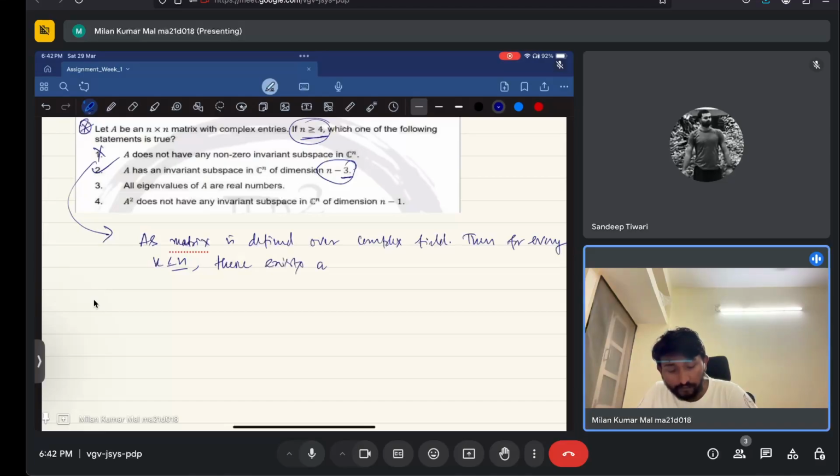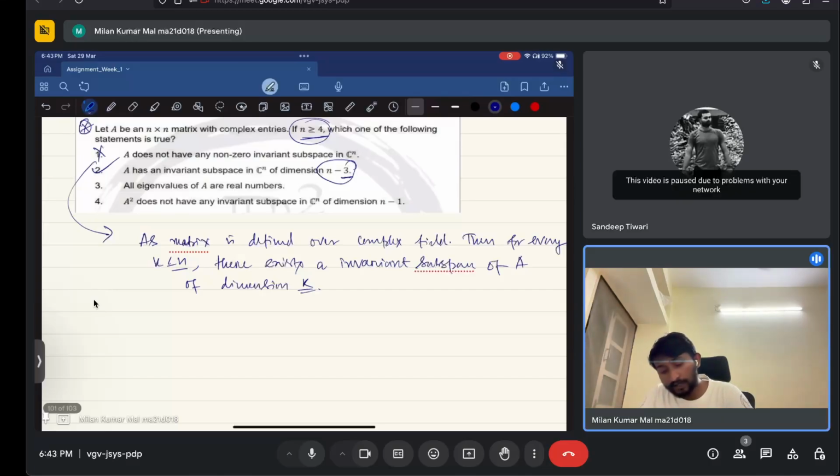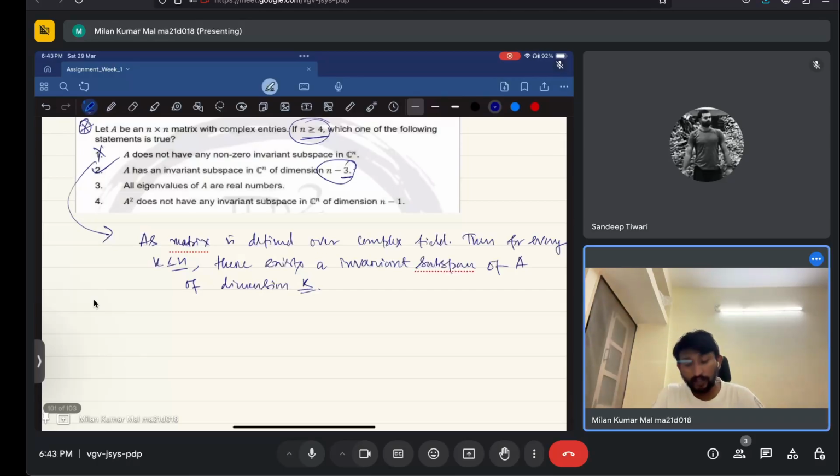There exists an invariant subspace of A of dimension k. So therefore, option 2 is correct. Obviously all the others will be false, but let's discard them because this is a 3 mark question.